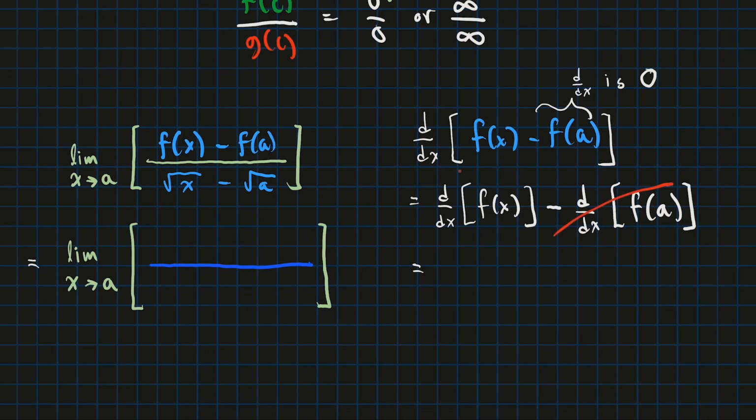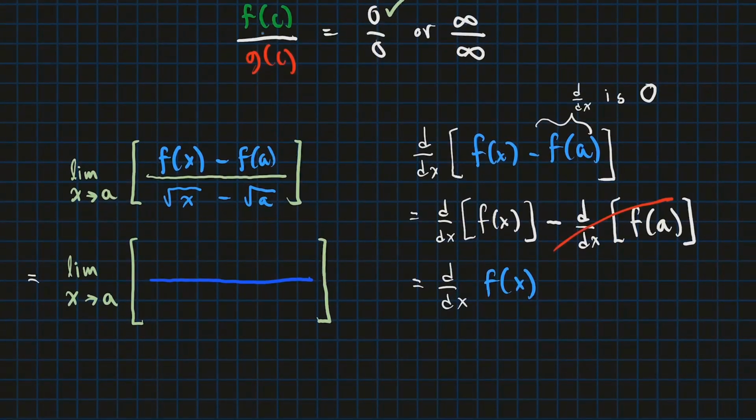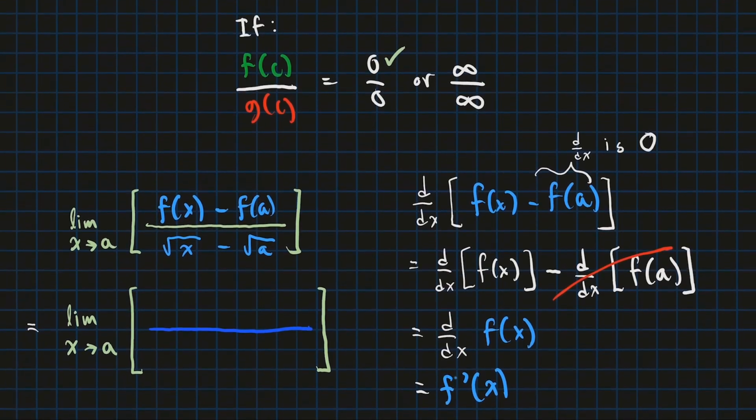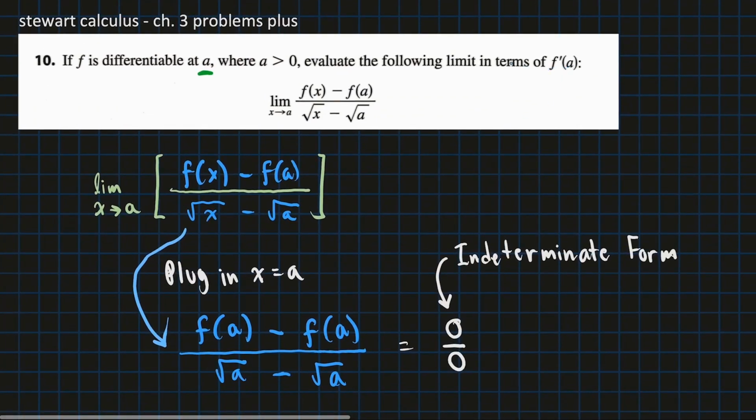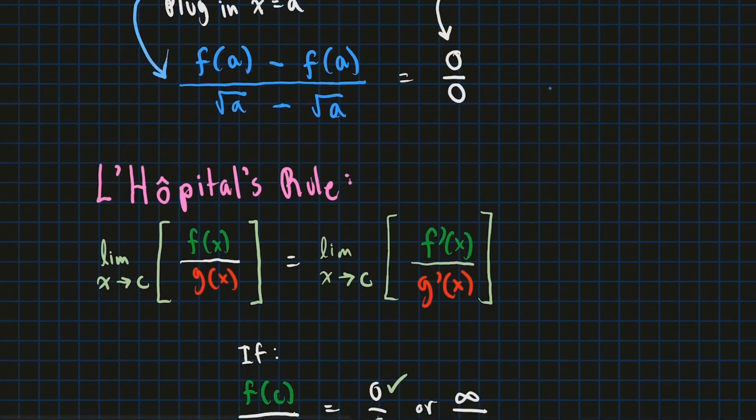So we have d over dx of f of x. So what's another way we can denote this? We're really saying the same thing, but we can call this f prime of x. These two expressions are the same thing. Why am I putting f prime of x here? Well, that's what they ask us to put it in. They're asking to put the limit in terms of f prime of a. We'll get to the a part later, but they want us to use the prime symbol.